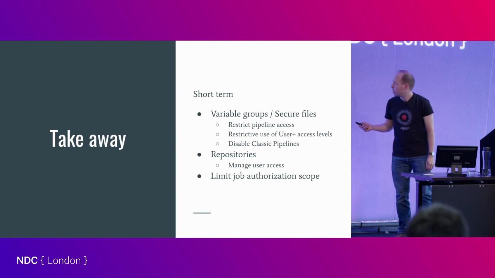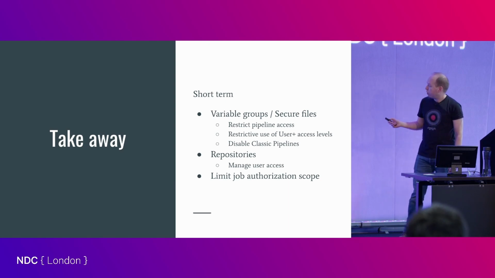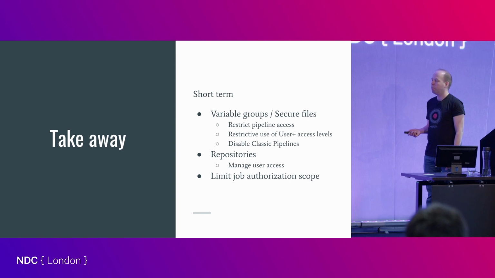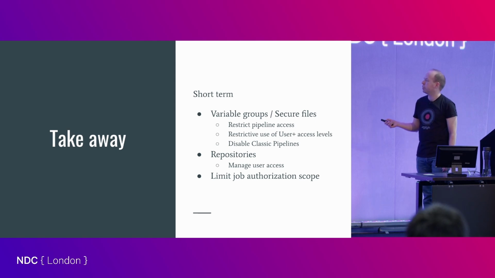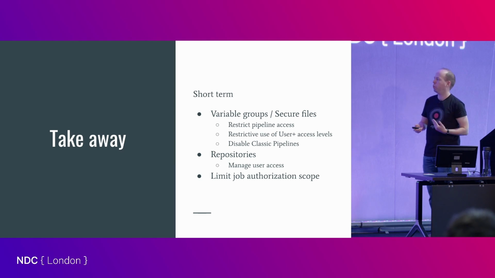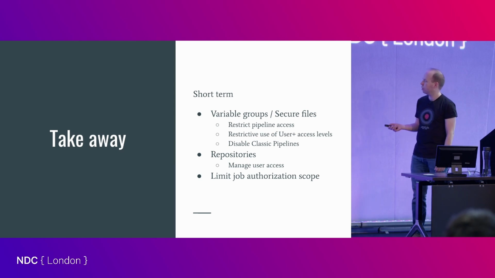Some takeaways. In the short term, we talked about the variable groups and the secure files. Restrict the pipeline access. That's not enabled by default in your old installations. And restrictive use of user access level or above, so you have some control over who can authorize it for new pipelines. And disable classic pipelines. When you disable classic pipelines, it doesn't mean that they all disappear. It just means that you can't create any new ones. So you still have time to migrate away from the ones that you need to use.